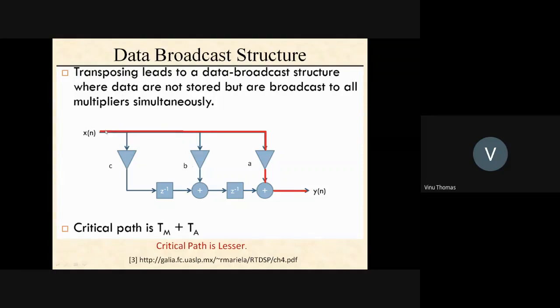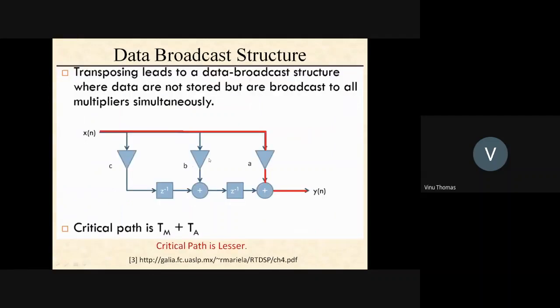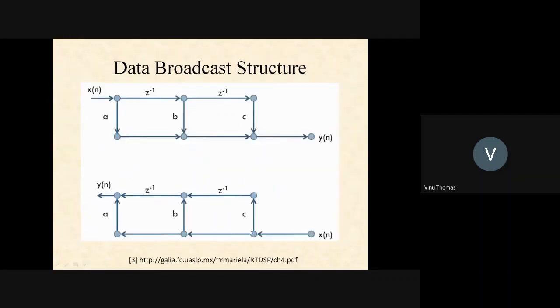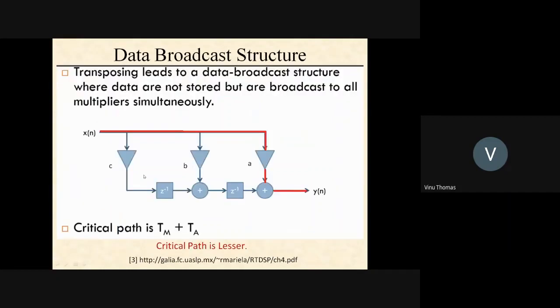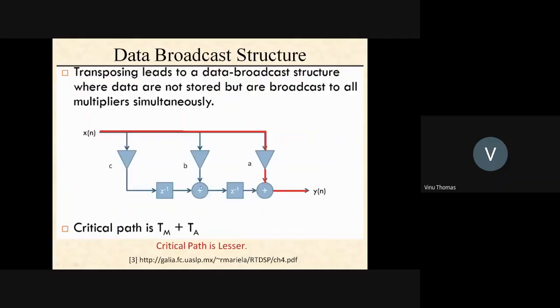So here, this is X of n. See the previous example, X of n multiplied by C, B, A, and delayed by Z raised to minus 1, Z raised to minus 1. So this is the structure. Here, the triangular structures are the multipliers, and these are your adders.